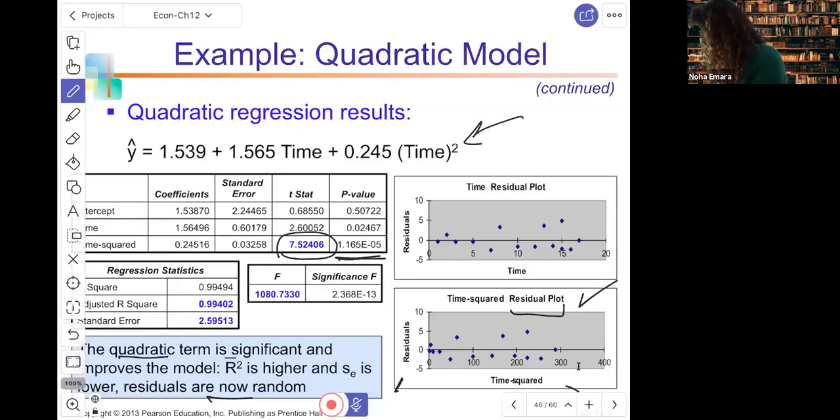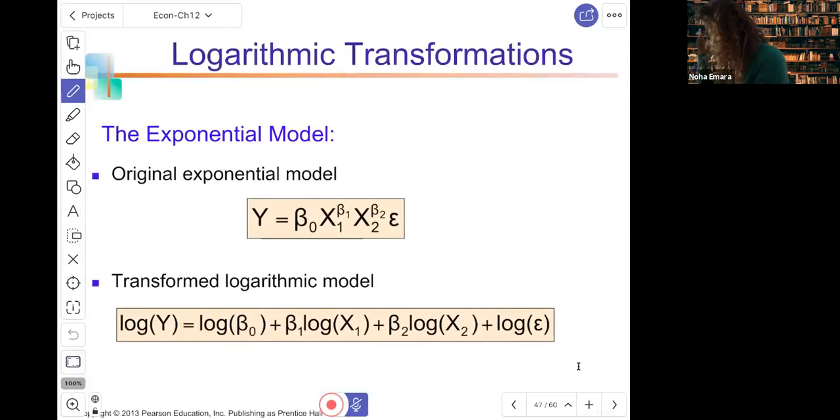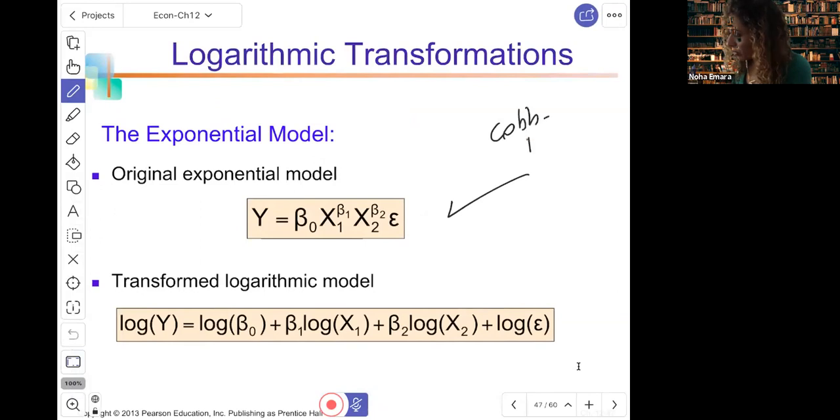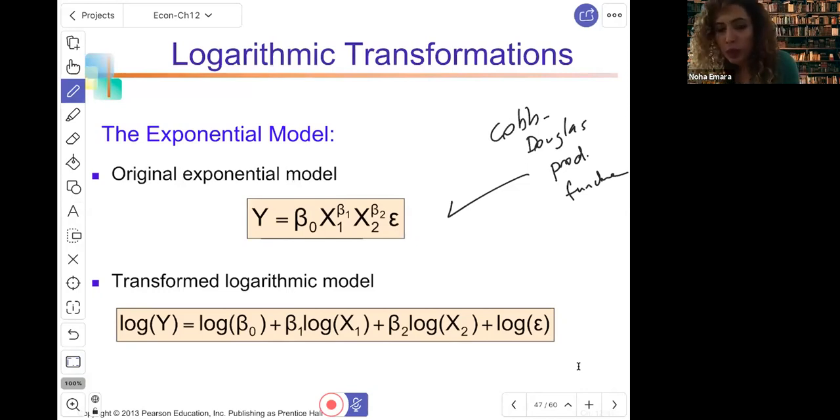So this is the quadratic that we were just able to compute. The log model is, if I have a model that is nonlinear of this form, okay? If you remember from macroeconomics, the Cobb-Douglas production function. The Cobb-Douglas production function is made out of an exponential model where I have labor to a certain power and I have capital or physical capital to a certain power and so on.